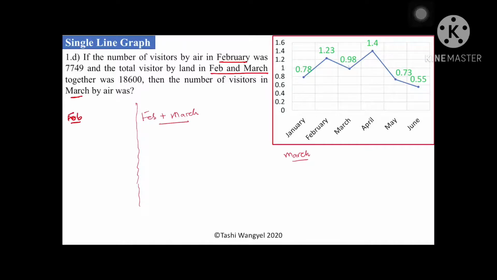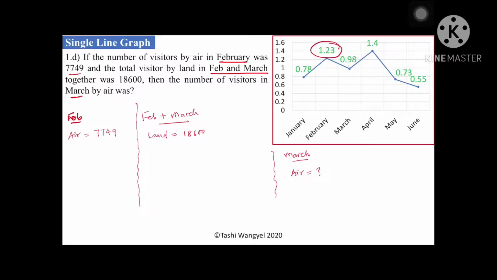So the next question: if the number of visitors by air in February was 7,749, and the total visitors by land in February and March together is 18,602, then what is the number of visitors in March by air?